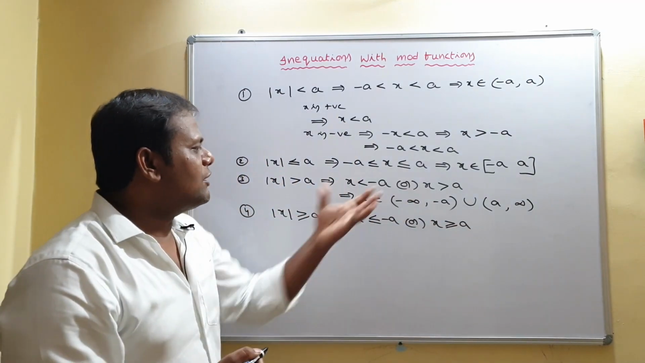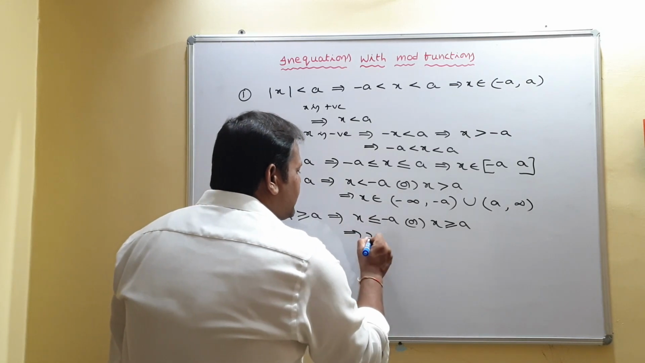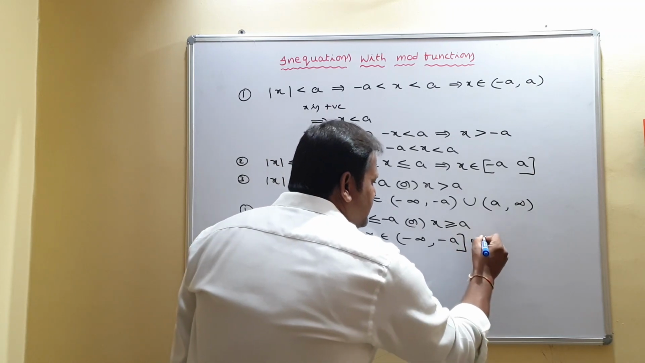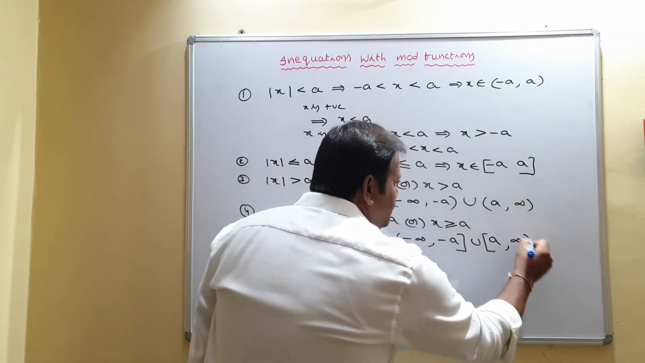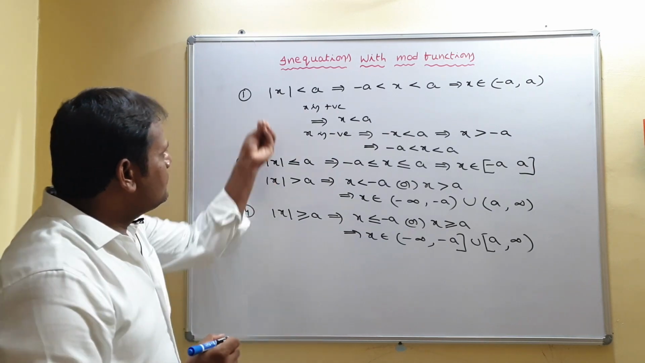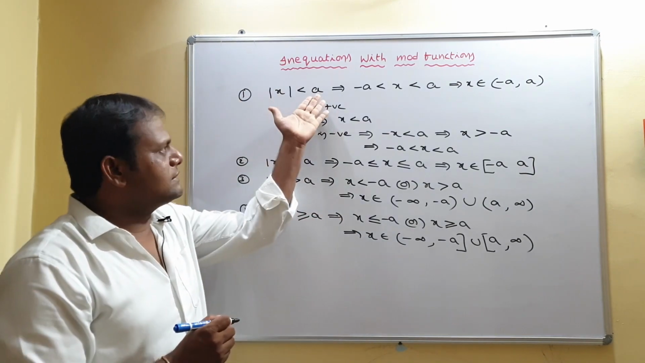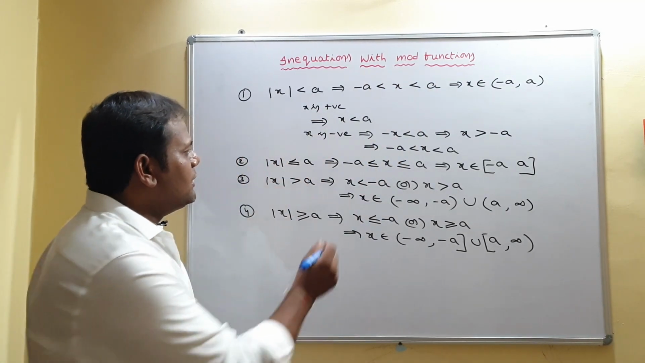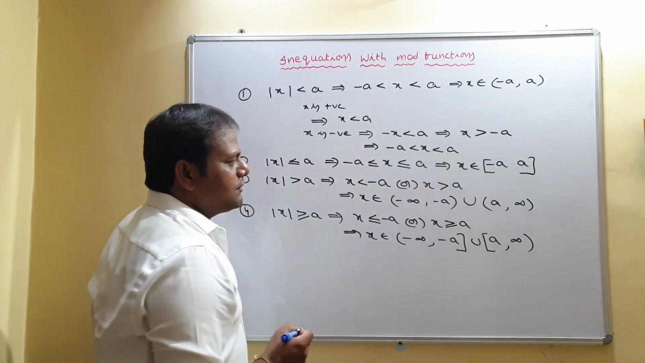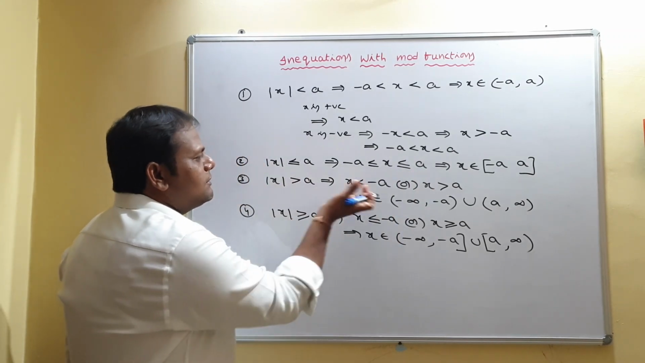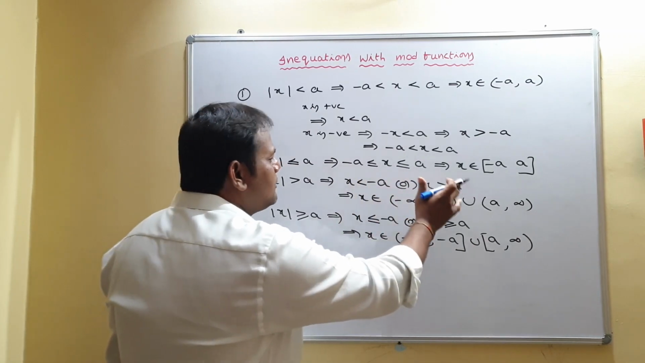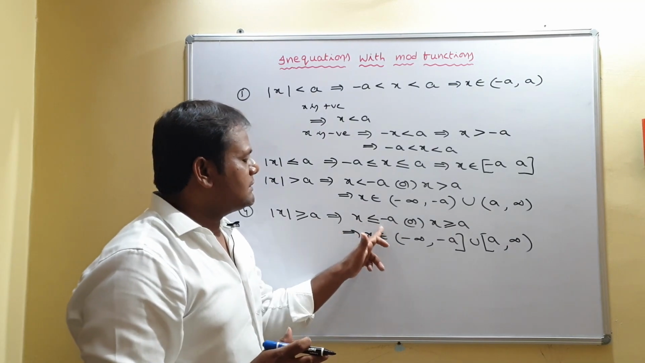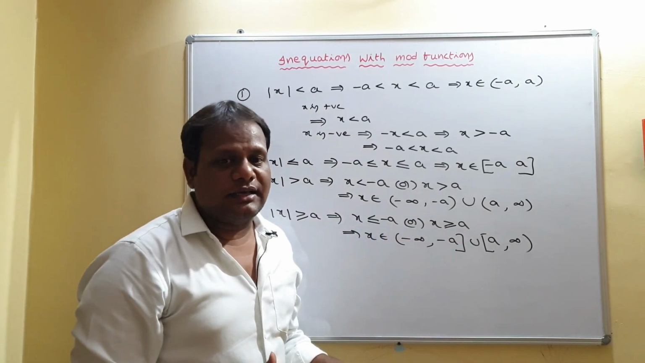So you can write interval notation, that is x belongs to open interval minus infinity to minus a union a to infinity. So in any problem, if you have mod x less than a, you write minus a less than x less than a. Mod x less than or equal to a, minus a less than or equal to x less than or equal to a. Mod x is greater than a, then we have x less than minus a or x more than a. Mod x greater than or equal to a, then you can get x less than or equal to minus a or x greater than or equal to a.